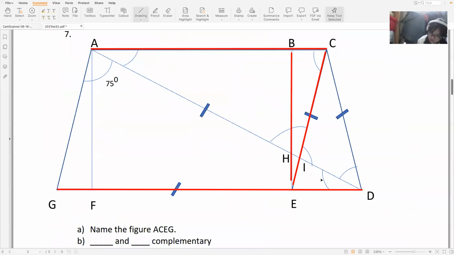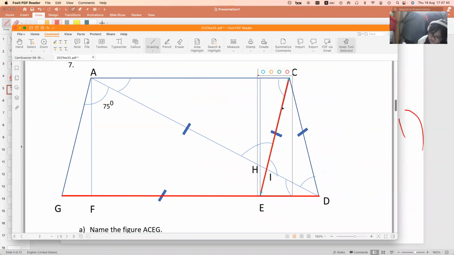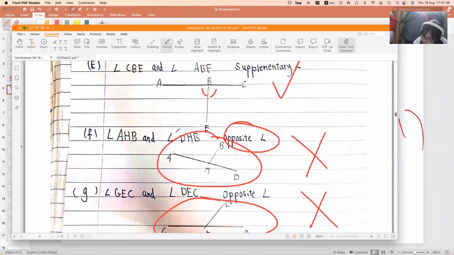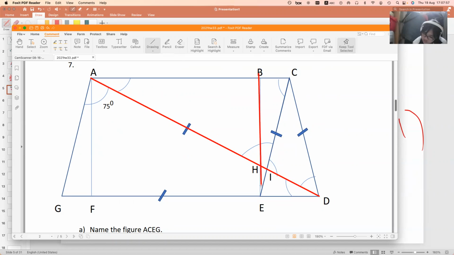AHD. Let me see. Okay, AHD. What do you say? So you choose AHD. Okay, let me just follow your AHD. You choose this already. Then the next one you choose is what? And then you choose BH. Let me see. BH. You choose BH.